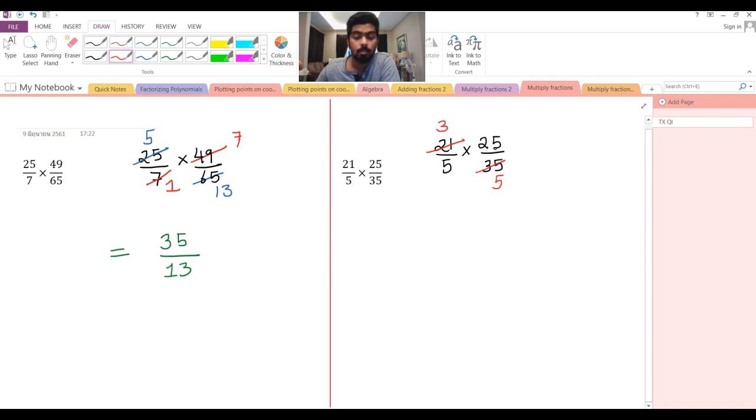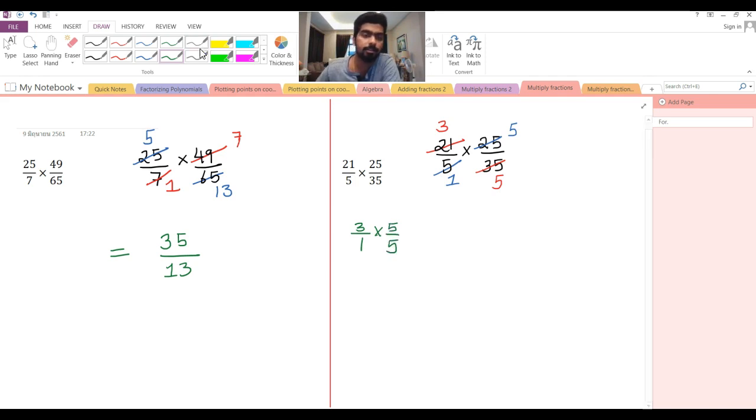Now, when it comes into this situation, we can either simplify this 25 by this 5, or we can simplify this 25 by this 5. The answer would be the same, because the rule is we can simplify the numerator with any denominator. Okay guys, let me maybe change the color. So let's go ahead and simplify these two here. We know that 5 multiplied by 1 is 5, and 5 multiplied by 5 is 25. Now what answer do we have here? We have now 3 over 1 multiplied by 5 over 5.